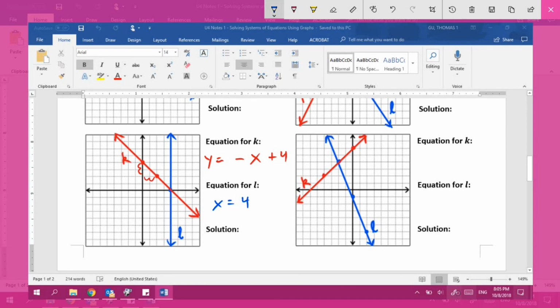Now we just got to find the solution, and we can see it's right, where do they cross? Right here at 4, 0. So my solution is 4, 0. Boom! And you guys can try the other two on your own.